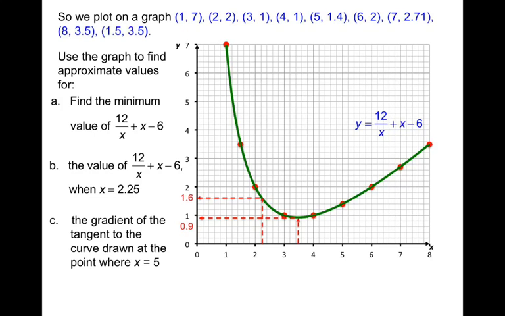The gradient of the tangent drawn to the curve at the point where x is equal to 5. Okay, so here is the point x is equal to 5. What you need to do is draw a line which just touches the curve at x is equal to 5. It is very, very difficult to do.